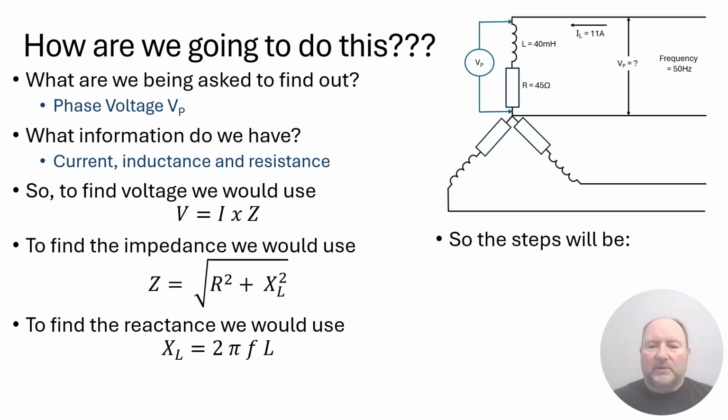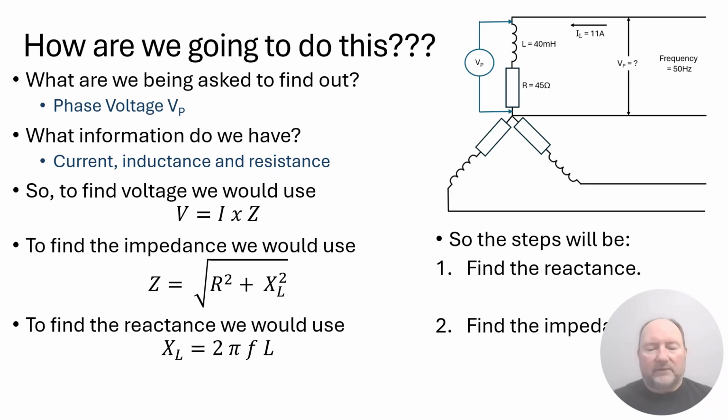So the process will be that we need to find the reactance, XL, we need to find the impedance, Z, and then we can work out the current. So it's just a three-stage process. And let's go and do it.